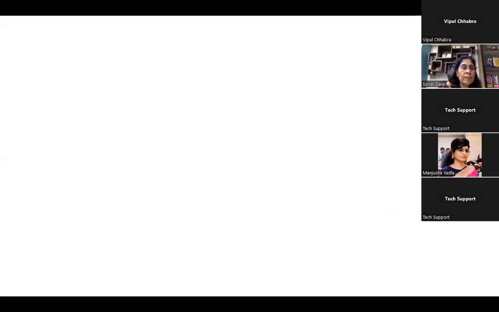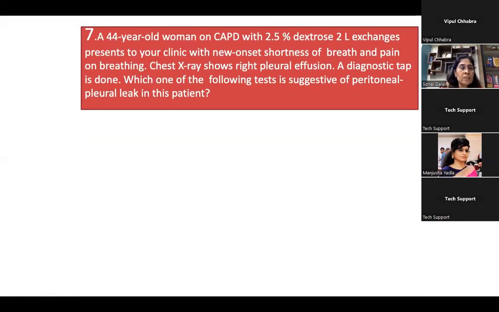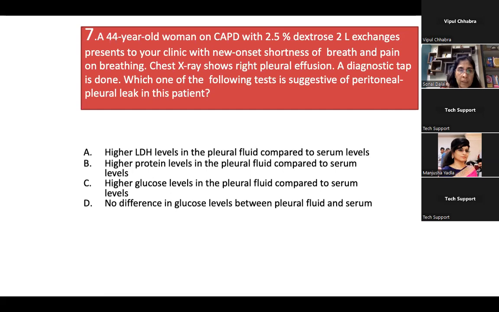Propranolol is not removed by dialysis. Next question is question number 7. A 44-year-old woman on CAPD with 2.5% dextrose 2-liter exchanges presents to your clinic with new onset shortness of breath and pain on breathing. A chest X-ray shows right-sided pleural effusion and a diagnostic tap is done. Which one of the following tests is suggestive of peritoneal pleural leak?